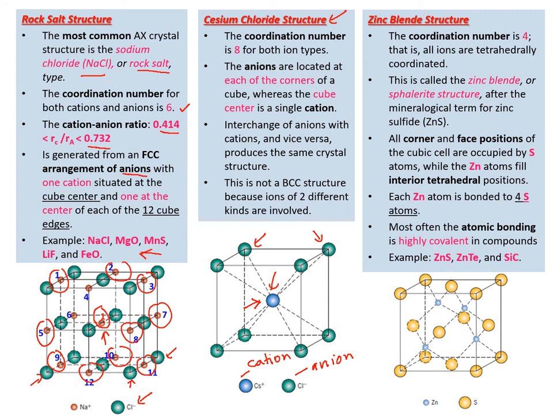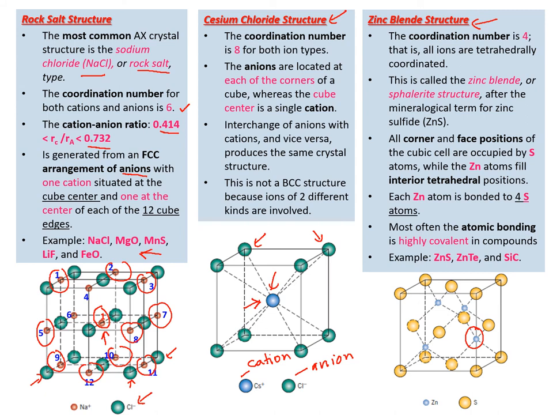And the last type of AX structure that we are going to discuss today is what we call the zinc blende structure. The coordination number is 4. All ions are tetrahedrally coordinated. If you look at, for example, this zinc atom, it is attached tetrahedrally to the sulfur atoms, represented in yellow over here. This is called the zinc blende or sphalerite structure, after the mineralogical terms for zinc sulfide. All corner and face positions of the cubic cell are occupied by sulfur atoms, while zinc atoms fill interior tetrahedral positions, if you look at this.